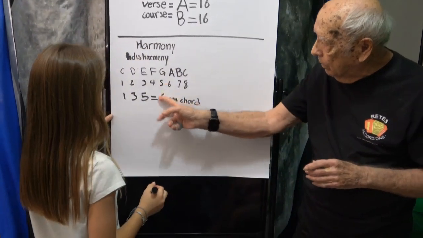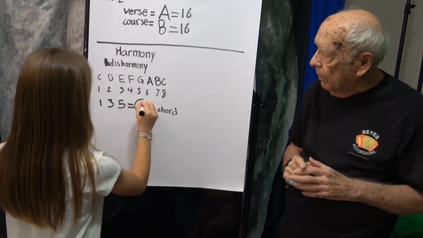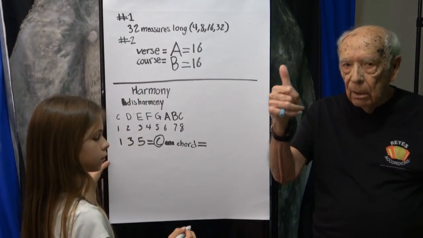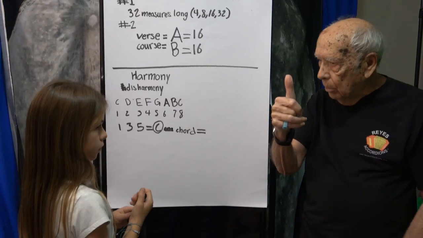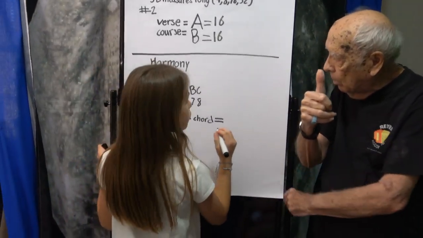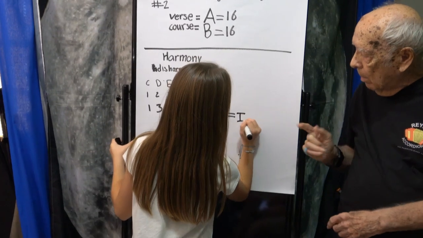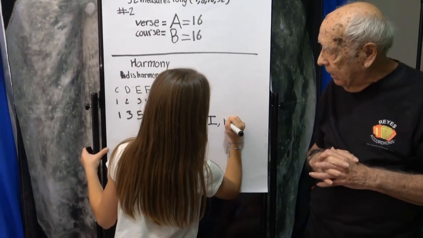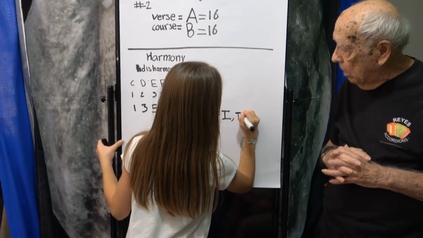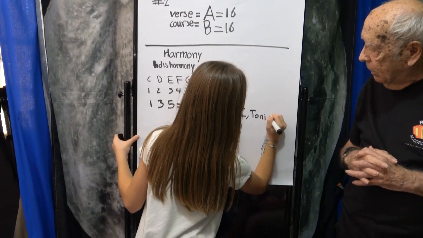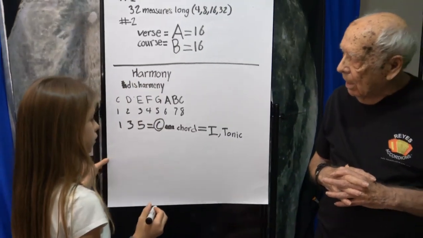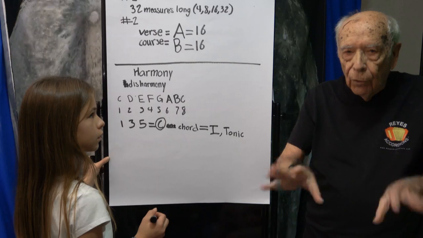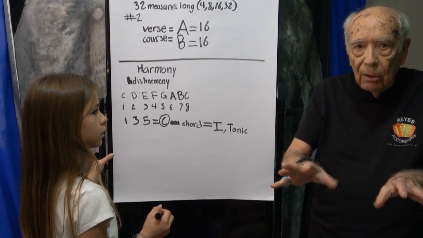C-H-O-R-D, but put a circle on C so we know it's C, okay? Equals 1 in the Roman numeral, you know Roman numerals, okay? Roman numeral 1, comma, tonic, T-O-N-I-C. Good, okay? Now, that's the tonic. That's the start of the first chord in our scale, C.